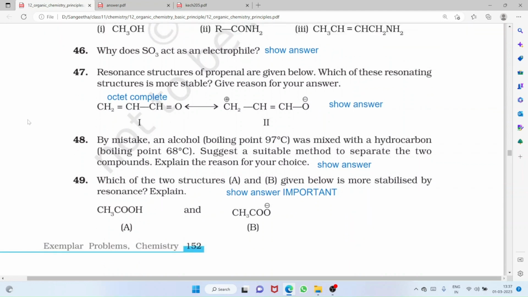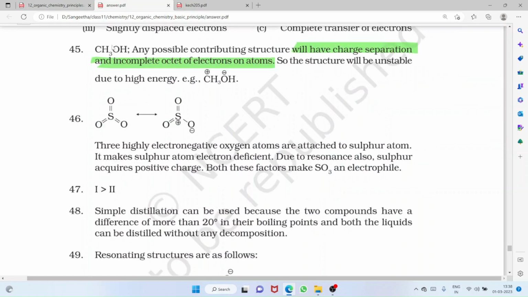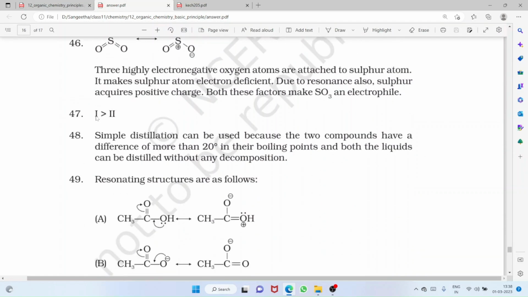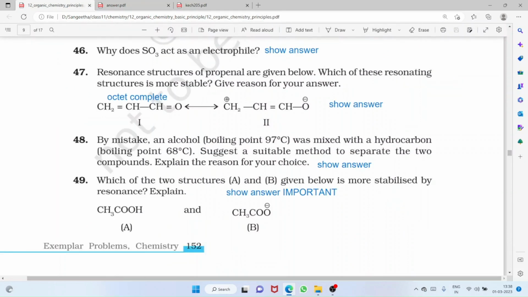Resonance structures of the propanol given below. Which of the structures are more stable? Give the reason. This structure is more stable than this because this is octet complete. There is no charge separation here. 47. This first is more stable than the second.